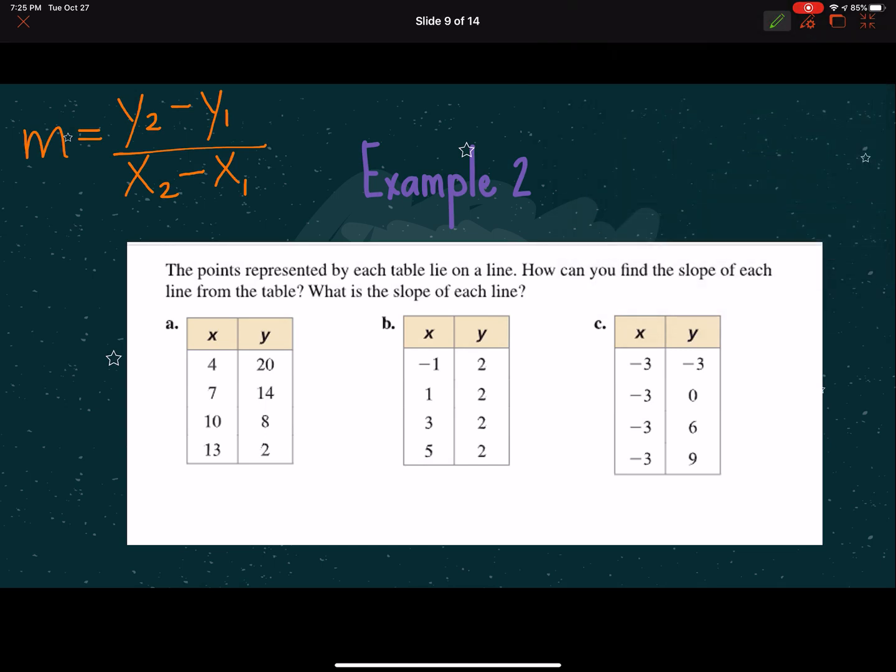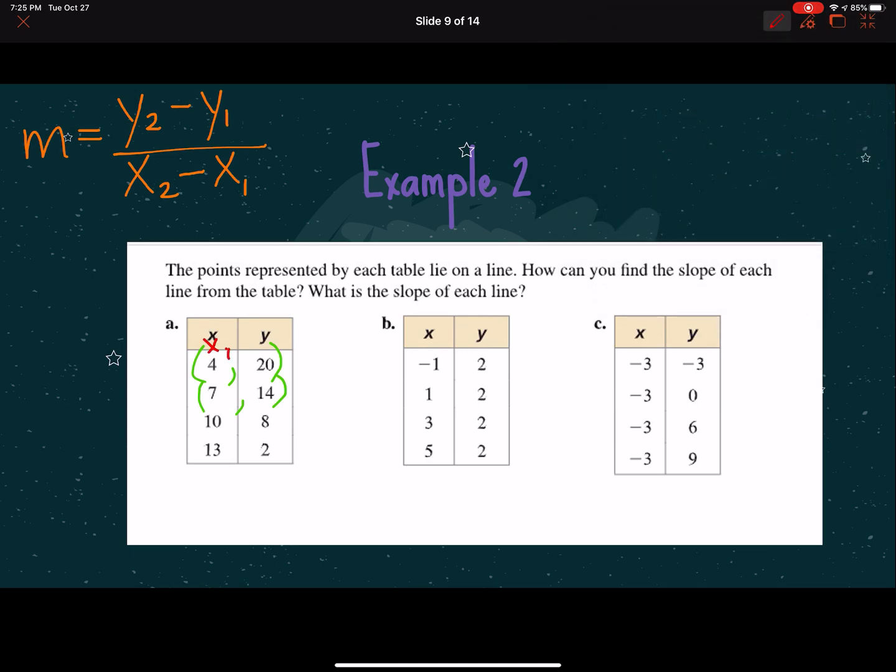So if I'm looking at this first table, table A, and I wanted to set up some ordered pair, it really doesn't matter which ordered pair I choose to use. I'm just going to take the first two, and I'm going to call this first one set 1.